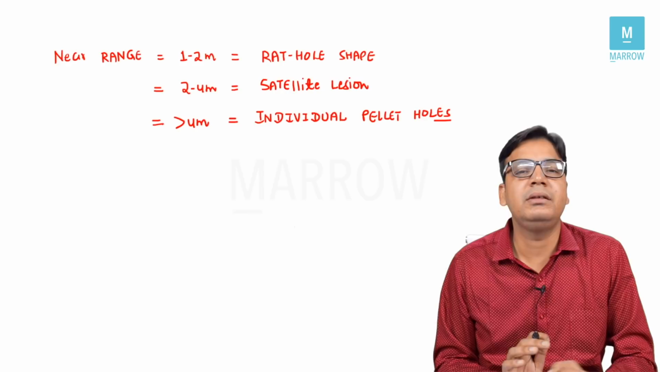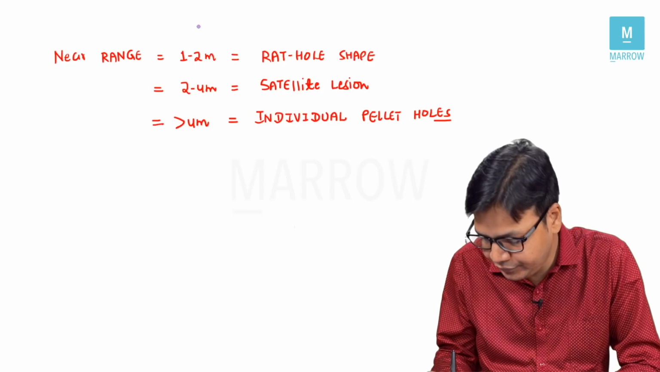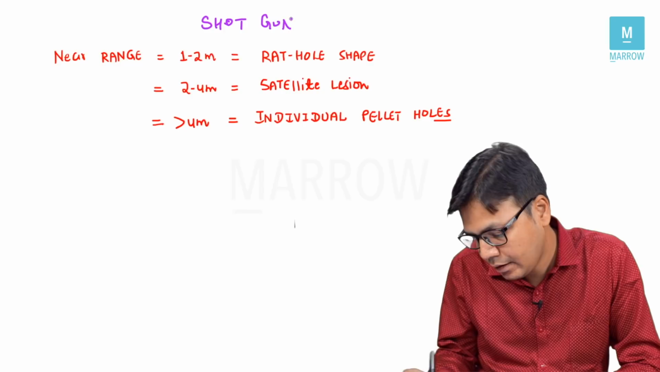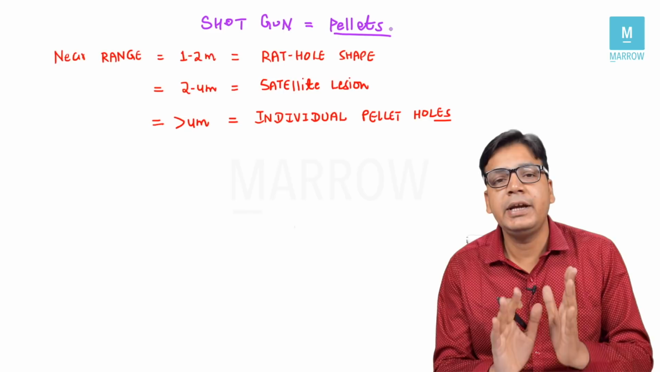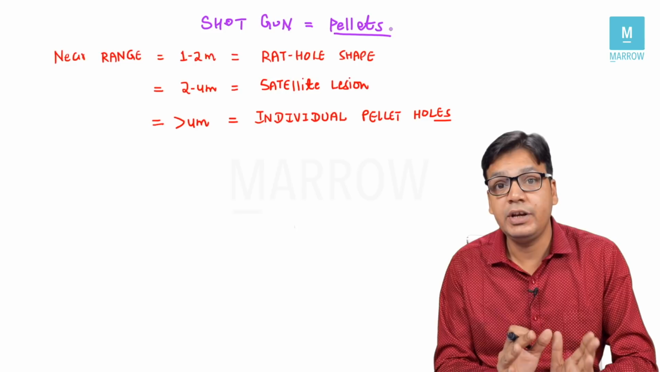Now, sir, actually, in shotgun, what fires? Pellets, multiple pellets. In shotgun, multiple pellets are fired. And friends, on the basis of the shape of the entry wound, we can decide the range of the shotgun. And also, it's a very simple trick.